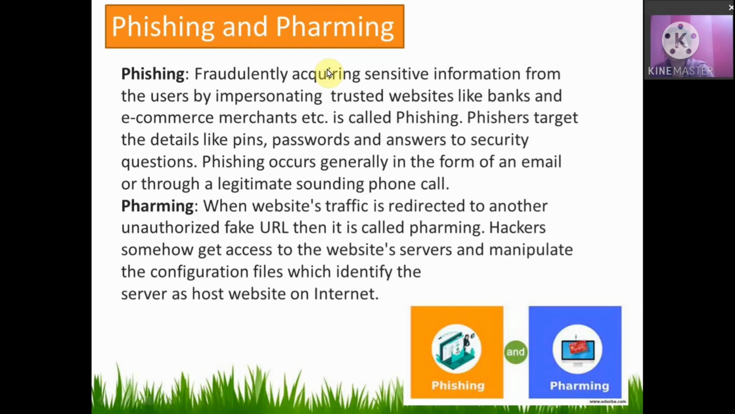When a website's traffic is redirected to another unauthorized fake URL, then it is called pharming. It means you click on one link, it will redirect to another link, then another link like this, to reach the server where the file is located. So hackers somehow get access to the website server and manipulate the configuration files which identify the server as host for websites and internet.